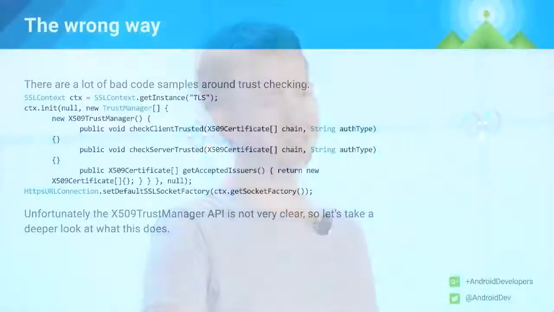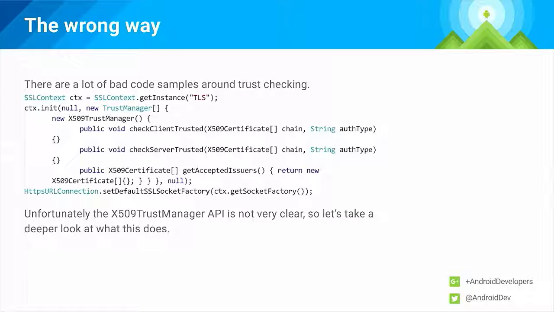But unfortunately, the code that you usually find on the internet when you search for that exact problem is this. And this code isn't the clearest, so it's going to require a little bit of explanation, because it's very verbose. So we make an SSL context, not important. We make a new X509 trust manager. And it has these 3 methods: checkClientTrusted, checkServerTrusted, and getAcceptedIssuers. And then we set this as the default socket factory, so it's used for all connections.